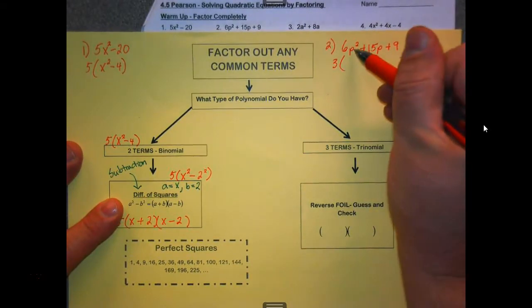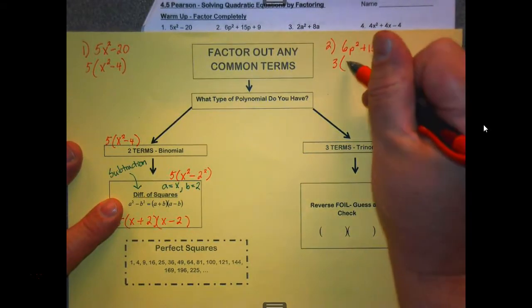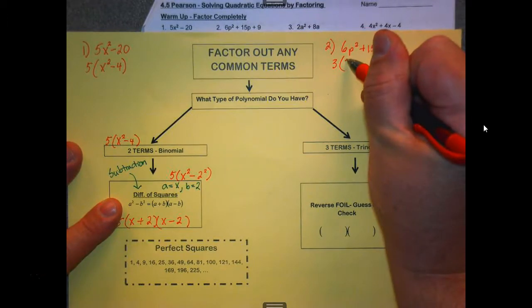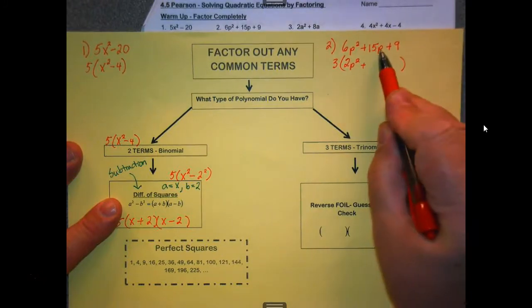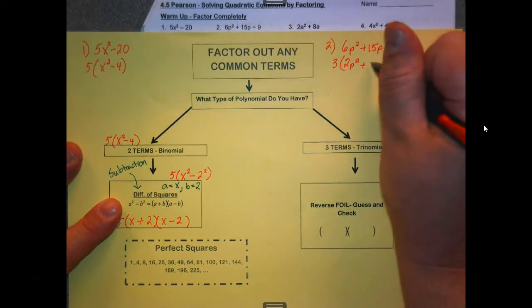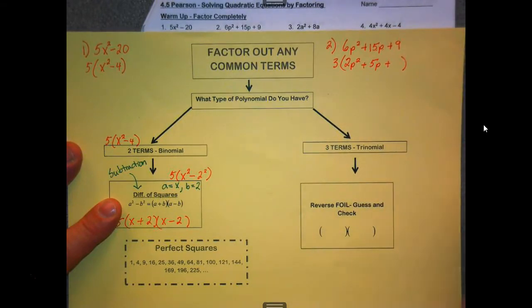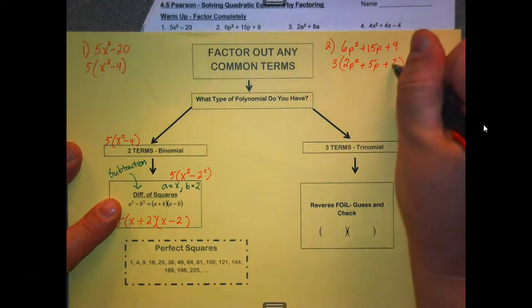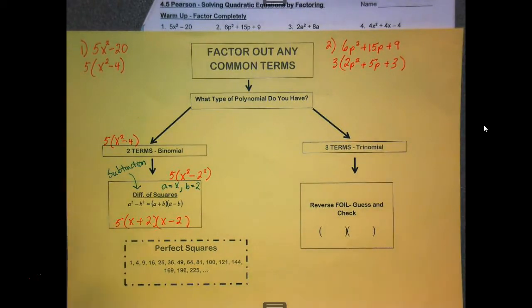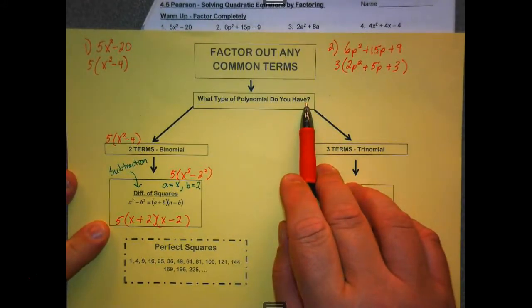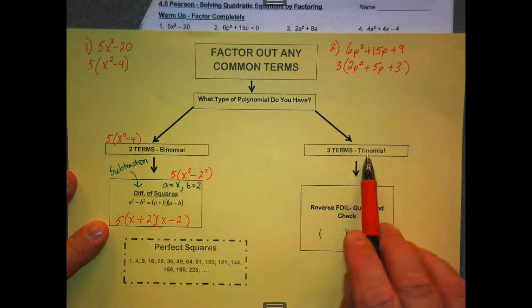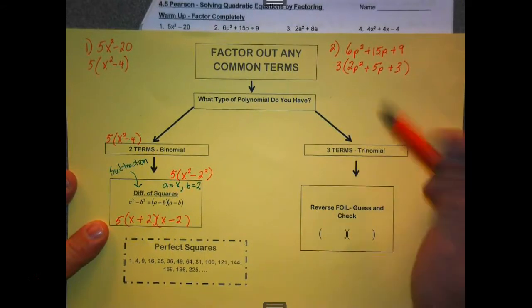Okay, 6p squared divided by 3. That's right, 2p squared. 15p divided by 3, and 9 divided by 3. Attaboy. Okay, now I have to decide what type of polynomial I have. Do I have 2 terms or do I have 3 terms? I have 3 terms. It's a trinomial.